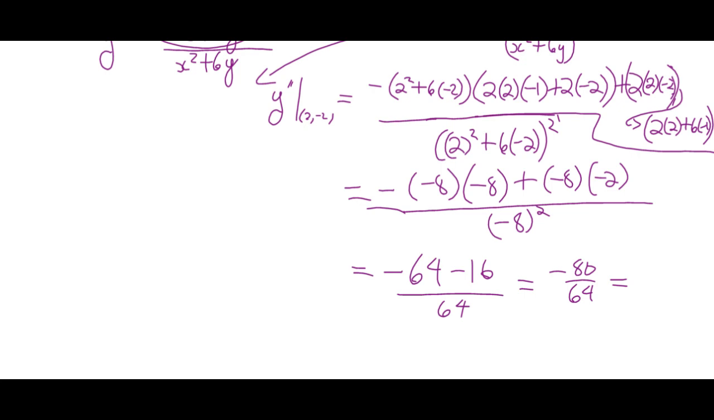Oh, wait. Yeah, it should be negative 64 plus 16, shouldn't it? Yeah. Negative times a negative is... Learned that in grade 4 or something. Then forgot it. So negative 48 over 64, or negative 3/4.